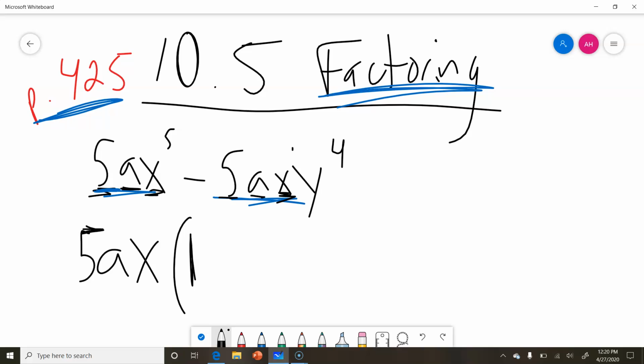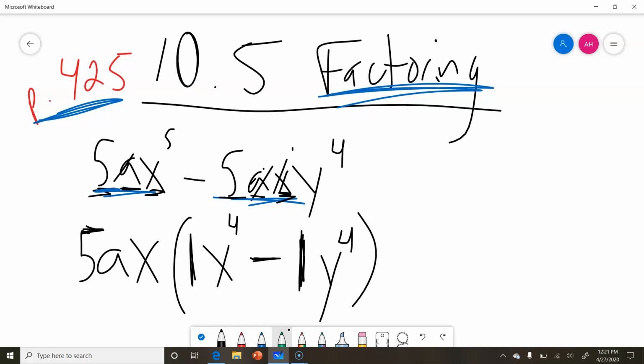1, right? 5 divided by 5 is 1. The a is gone, and the x now is down to the fourth, right? Because I took 1 away, and I had started with 5, so now I have 4 left. Then I come here, I divide by 5, I get, again, 1, because 5 divided by 5 is 1. The a, again, is gone, and now the x is gone, and I'm left with y to the fourth.